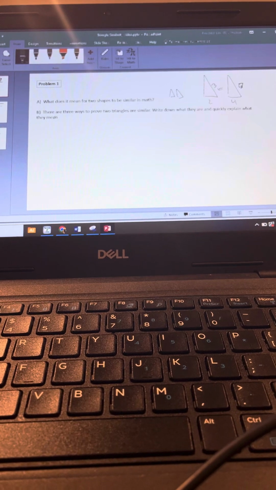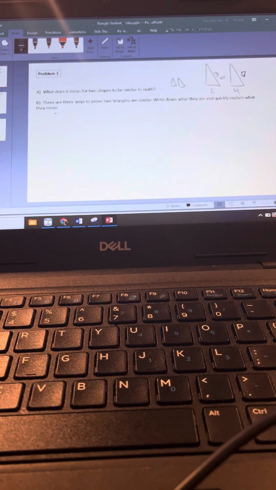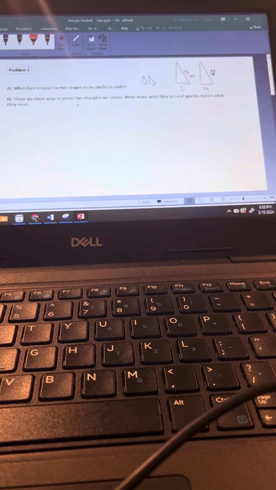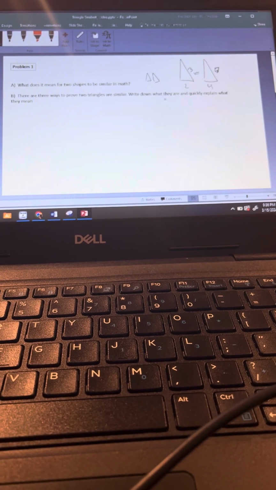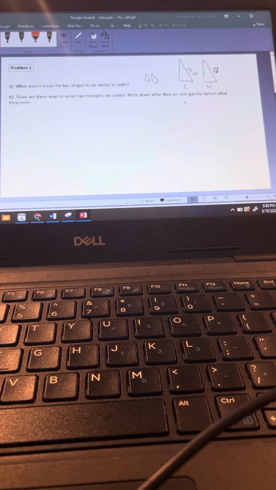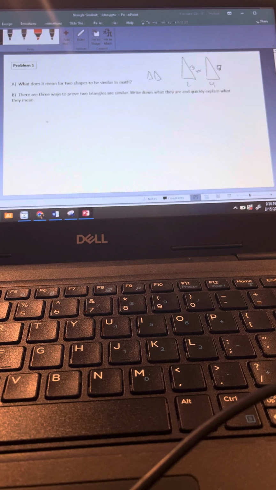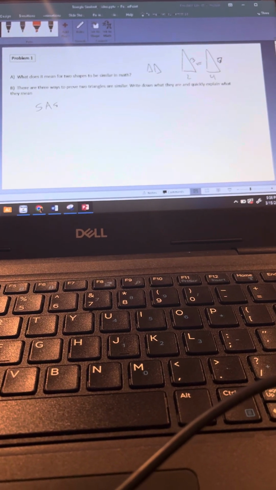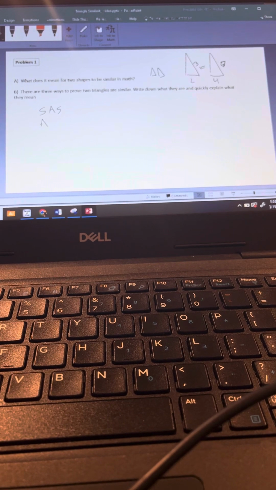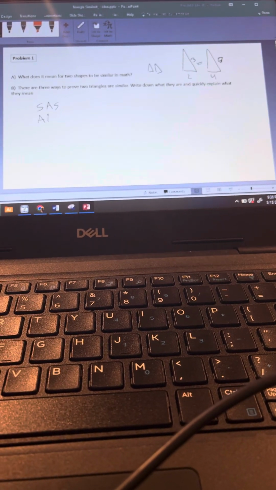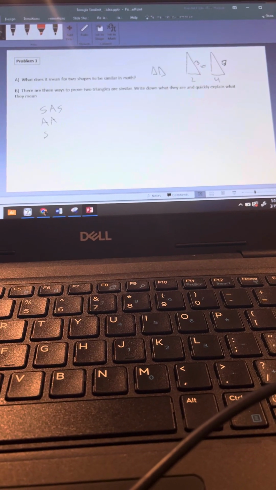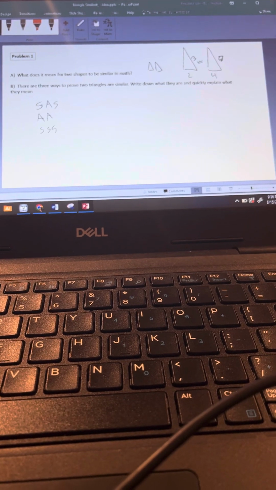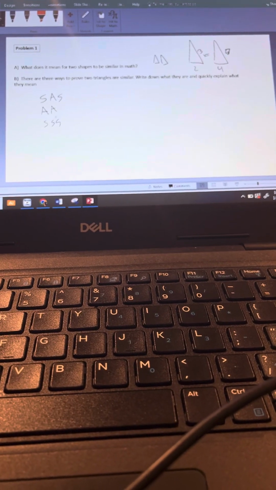And for this one, it says there are 3 ways to prove two triangles are similar. Write down what they are and quickly explain what they mean. So there is S, angle, and S. So side angle, side.